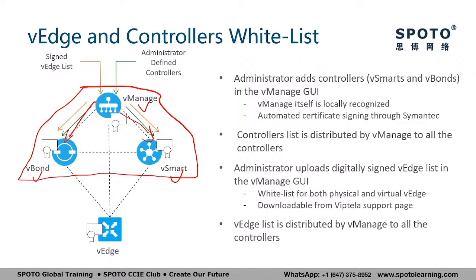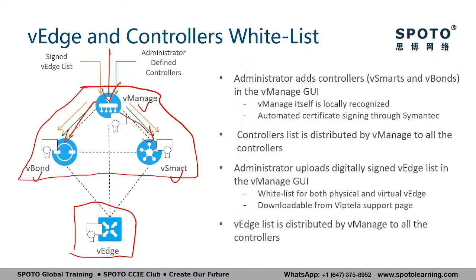For the vEdge, at the bottom, the administrator needs to upload the digitally signed vEdge list in the vManage GUI. So once again, the import is here by the administrator in the web GUI. Both physical and virtual vEdge need to be uploaded in the whitelist. Once the list is uploaded, it is distributed by vManage to all controllers again. This is how the whitelist model works, right?